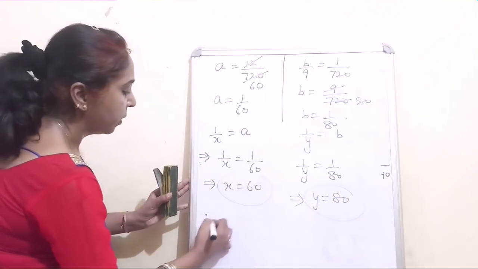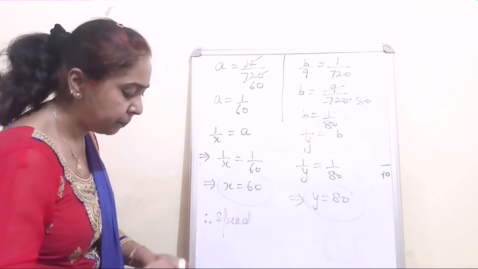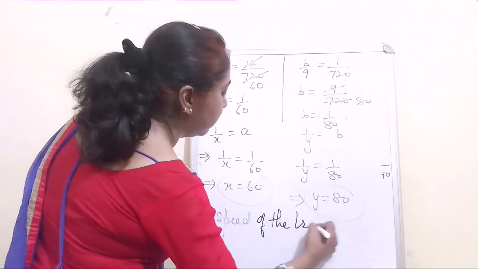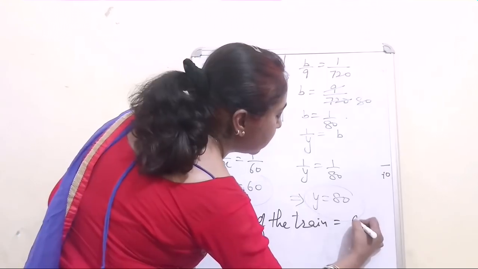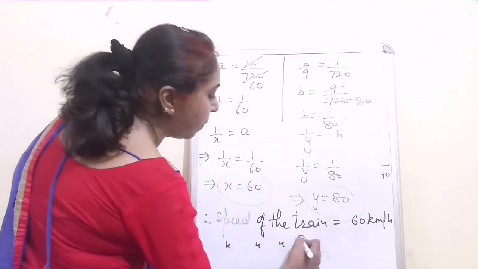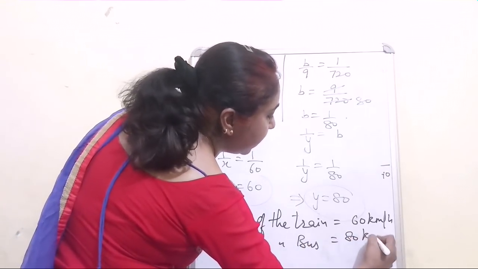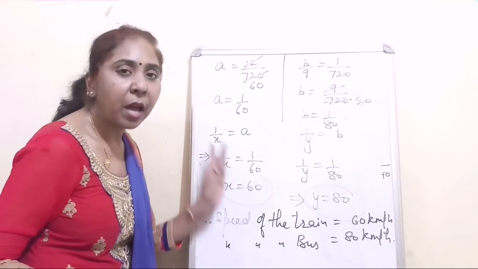So the speed of the train is equal to 60 kilometer per hour, and the speed of the bus equals 80 kilometer per hour. Right? So these are the answers.